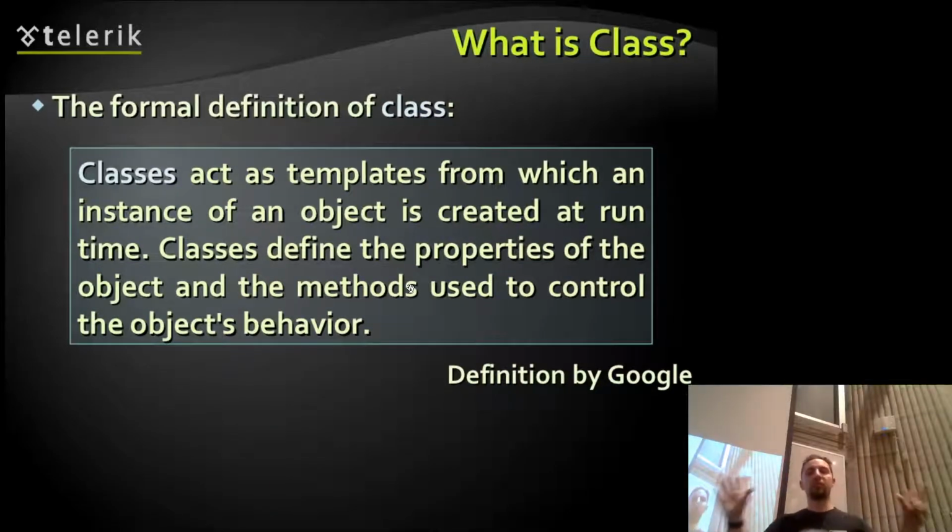Oh, all right, here it goes. Formal definition of a class. It acts as a template from which an instance of an object is created at runtime, meaning not at compile time, when you're running the program. A class defines the properties, screen size, and the methods, pedal, honk, used to control an object's behavior.